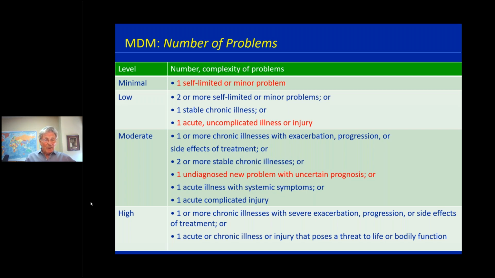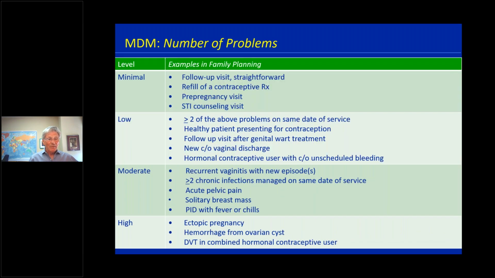Next slide. The next slide is important because it gives you some examples about the number of problems in a family planning context. Next. Okay, so when we look at the number of problems, things that would be a minimal score would be a refill of a birth control method, a pre-pregnancy visit, an STI counseling visit.